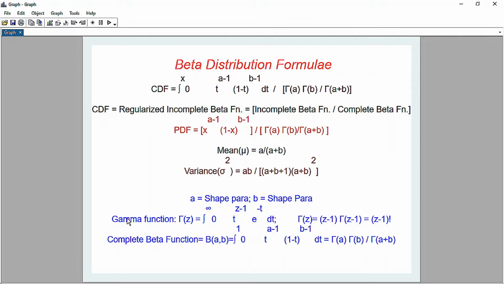Now let us see what our gamma function is. The gamma function is again an integration from 0 to infinity, and for the parameter z, we take t to the power z minus 1, e to the power minus t, and we integrate it with respect to t, which gives gamma z equal to z minus 1 factorial, which we have seen in our earlier example, and this can again be written as z minus 1 into gamma z minus 1. Now let us calculate the CDF and PDF of the beta distribution.